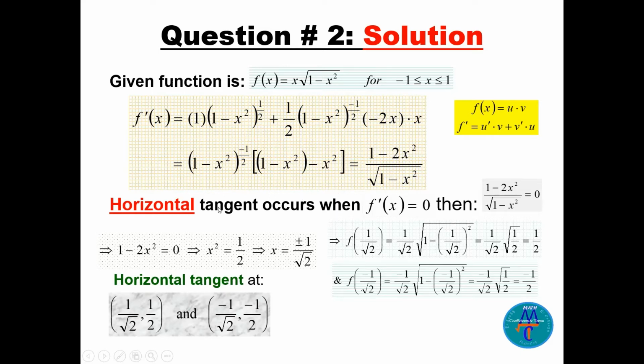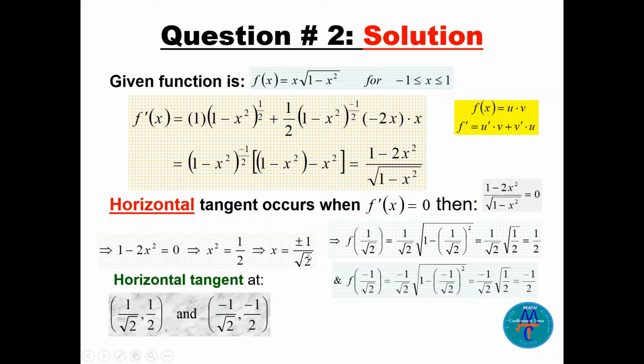Now, every horizontal tangent occurs where f prime is equal to 0. So we can take the derivative: 1 minus 2x squared over the radical is equal to 0. Cross multiply, you get 1 minus 2x squared is equal to 0. So x squared will be half, and x will be plus or minus 1 over square root of 2. At each x here, we have a horizontal tangent.